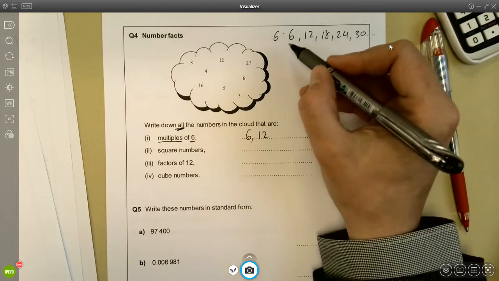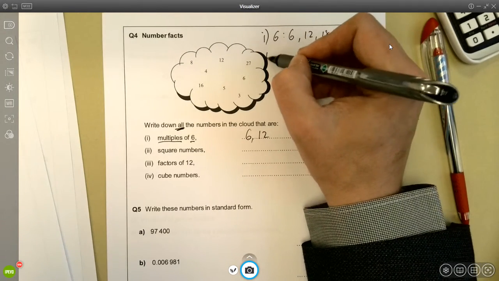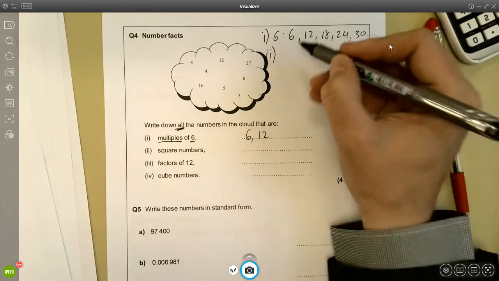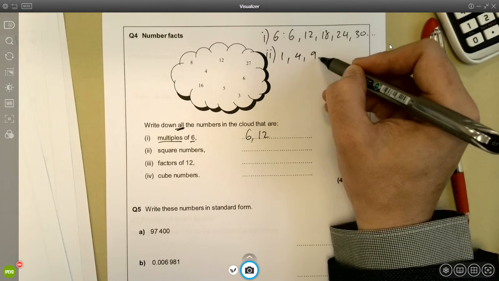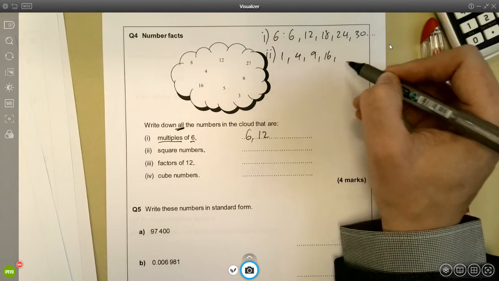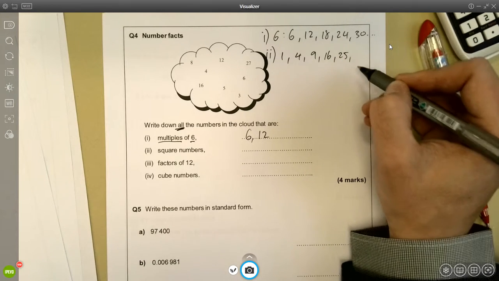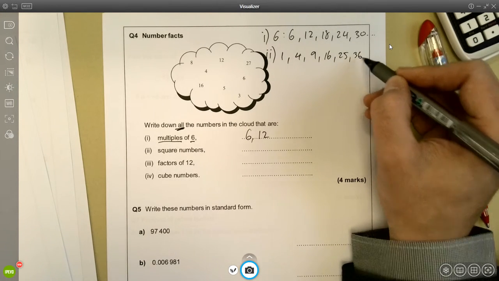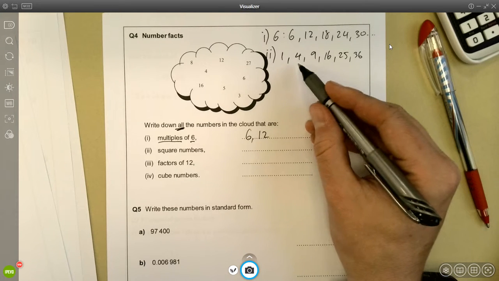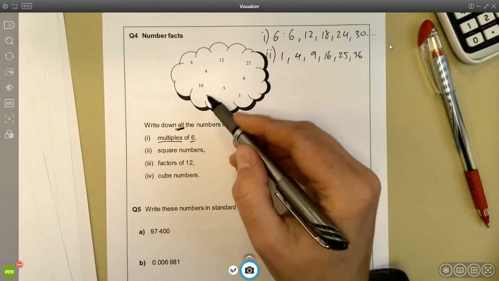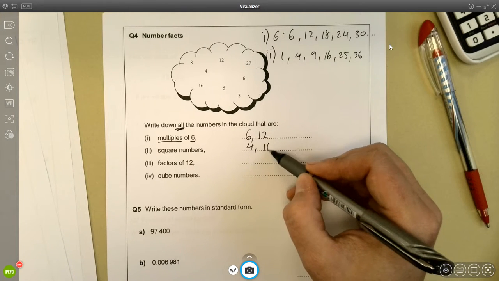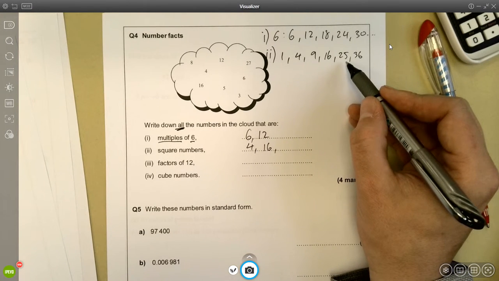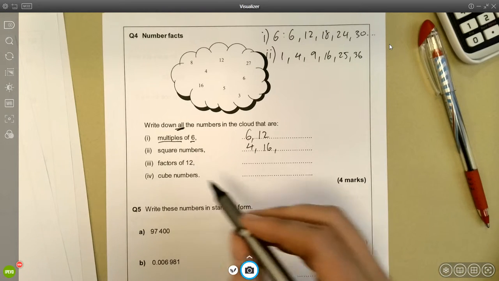Okay, square numbers. Well, 1 times 1 is 1, 2 times 2 is 4, 3 times 3 is 9, 4 times 4 is 16, 5 times 5 is 25, 6 times 6 is 36. Look for these numbers in here. 1's not in there. 4 is. 9? No. 16? Yeah. 25? No. 36. Safe.